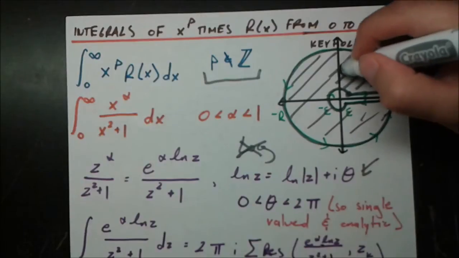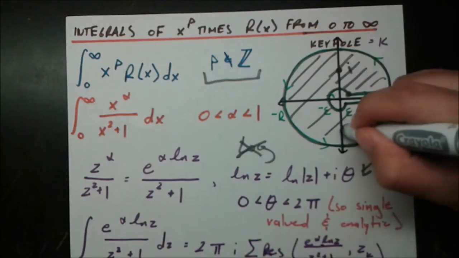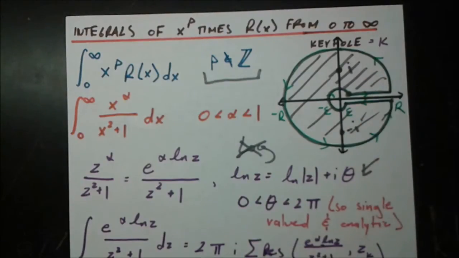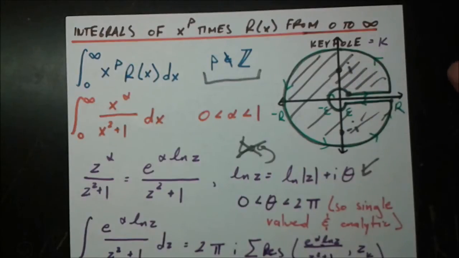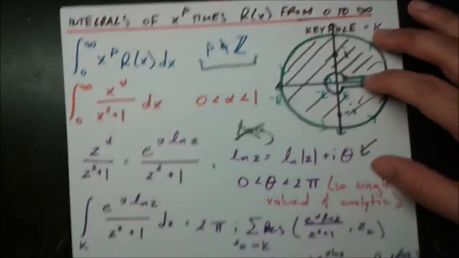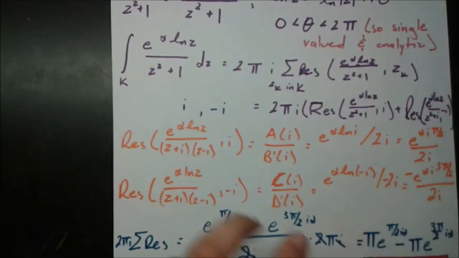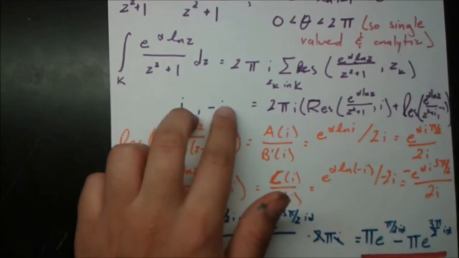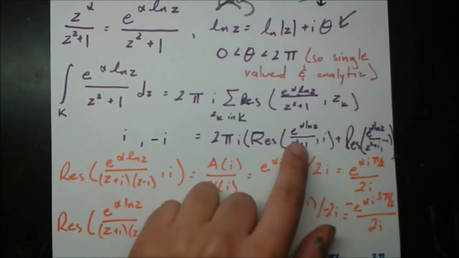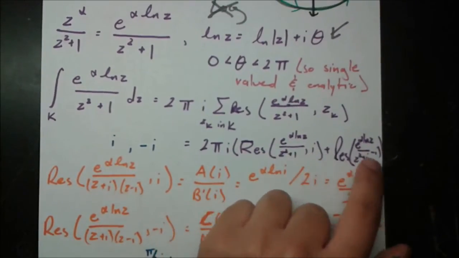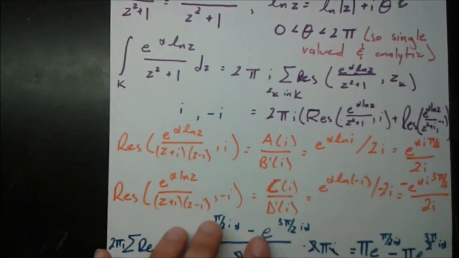So we see that i would be right here, negative i would be right here. And if R gets really, really big, then this i and negative i easily fall inside this area. We see that they're already inside this area here. So in fact, we have to consider both of them, okay? And so the answer will be 2 pi i times the residue of the function at i plus the residue of the function at negative i. So the next thing we'll do is compute these residues.